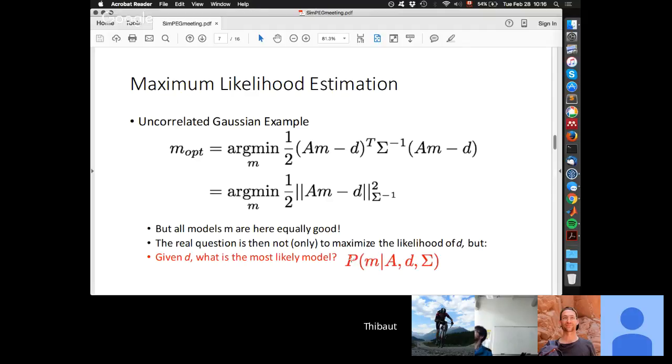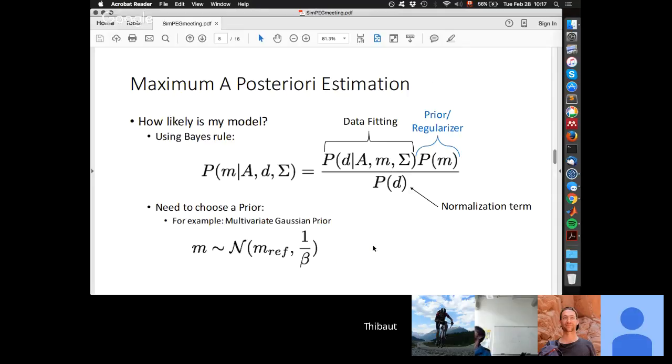So instead of looking for the probability of D knowing A, M, and sigma, now we're looking for the probability of our model knowing our physics, our data, and our covariance. That thing is much harder to choose because we don't know anything about the model at first. This approach of maximizing the probability of your parameters is what people usually call maximum a posteriori estimation, MAP. Sorry, we're going to have a lot of overlapping terms during this.